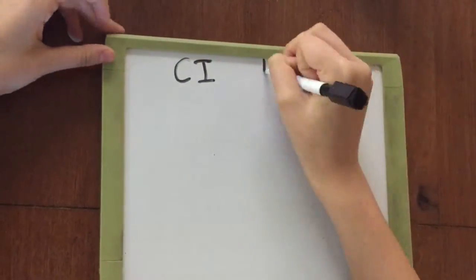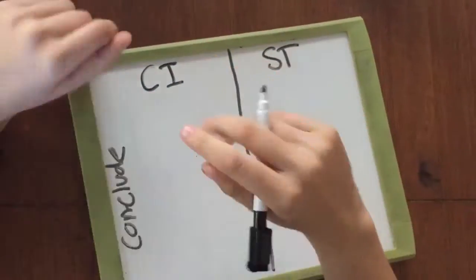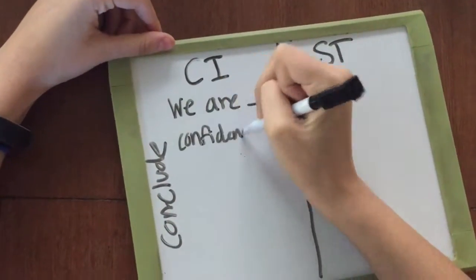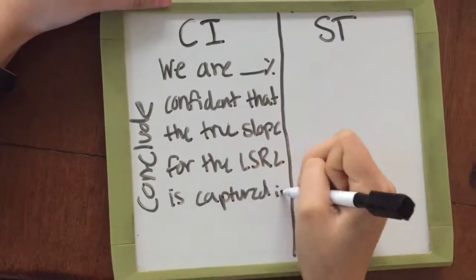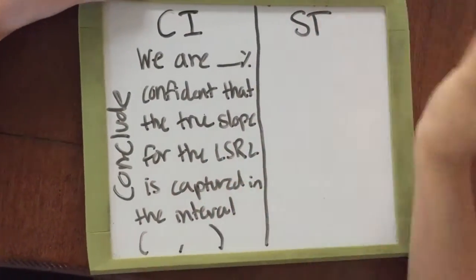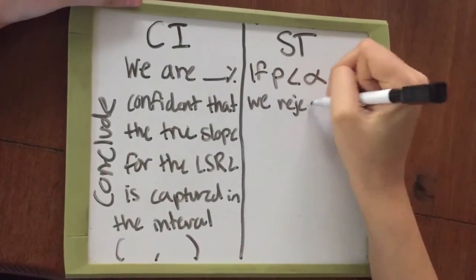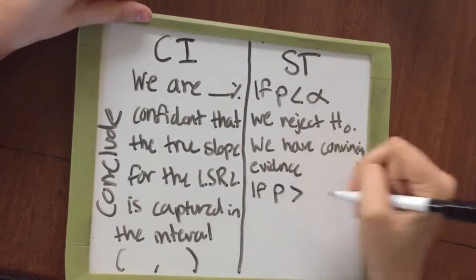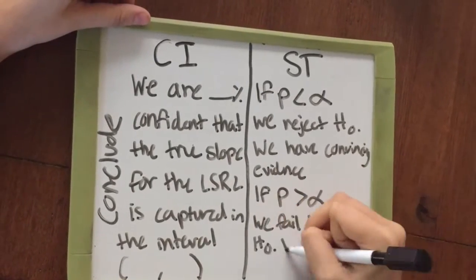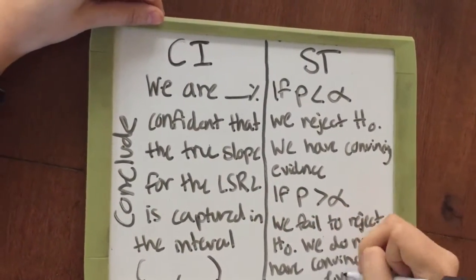Conclusion. For a confidence interval, we would say that we are blank percent confident that the true slope for the least squares regression line is captured in the interval blank to blank. For a significance test, if the p-value is less than alpha, we reject the null hypothesis and we would say we have convincing evidence that the slope of the least squares regression line is non-zero. And if the p-value is greater than alpha, we fail to reject the null hypothesis and we do not have convincing evidence that the slope is not zero.